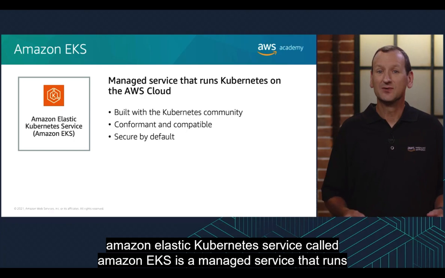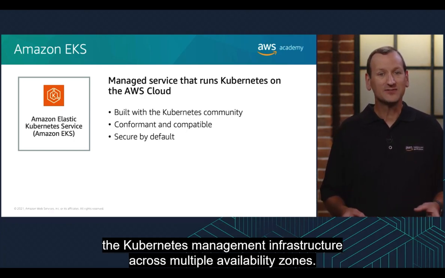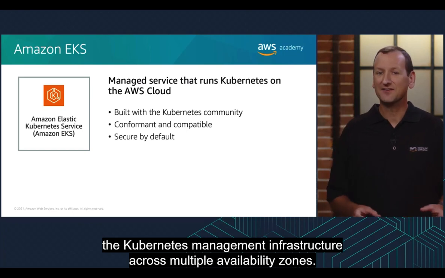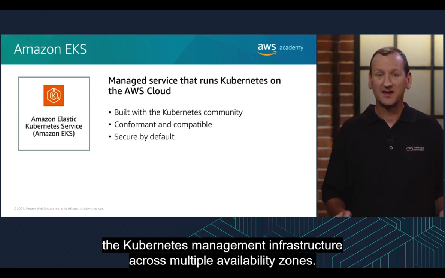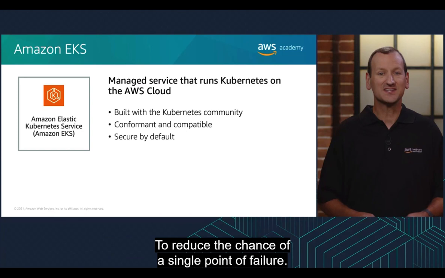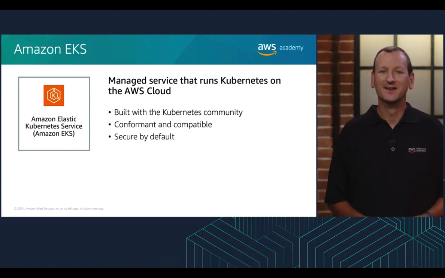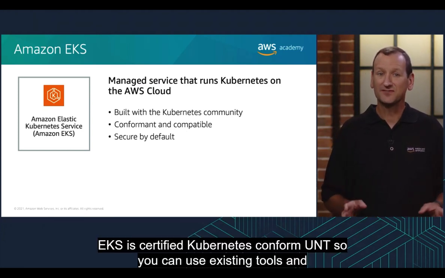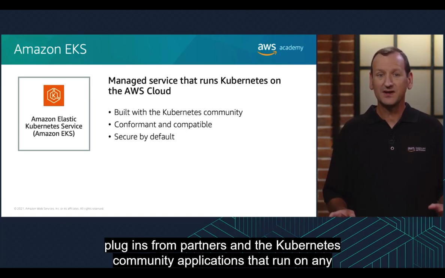Amazon Elastic Kubernetes service, called Amazon EKS, is a managed service that runs the Kubernetes management infrastructure across multiple availability zones to reduce the chance of a single point of failure. EKS is certified Kubernetes conformant, so you can use existing tools and plugins from partners and the Kubernetes community.